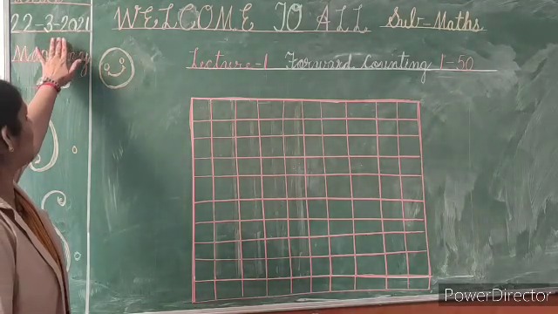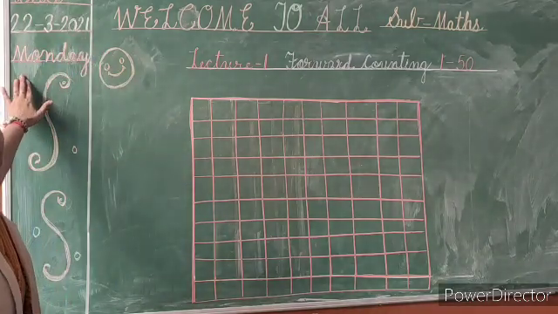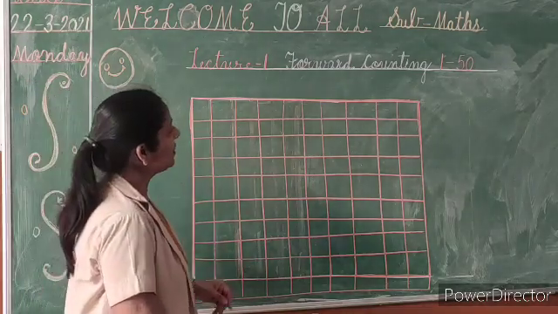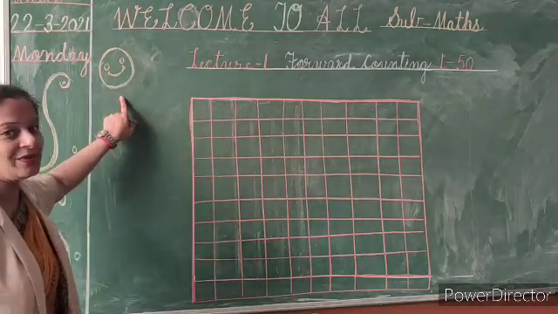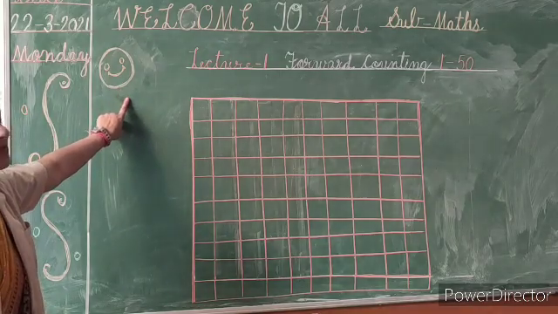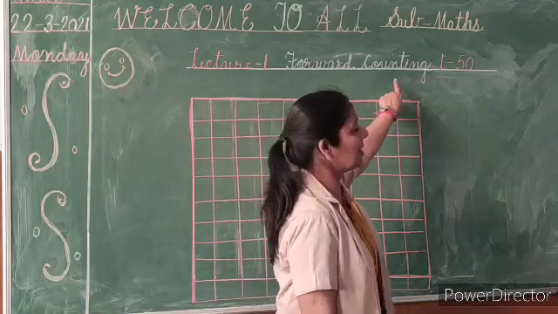Month 3rd, year 2021. What is the day? Day is Monday. Welcome to all. What is this? You know very well. Please tell me what is this? This is smiley face. Lecture 1, forward counting.